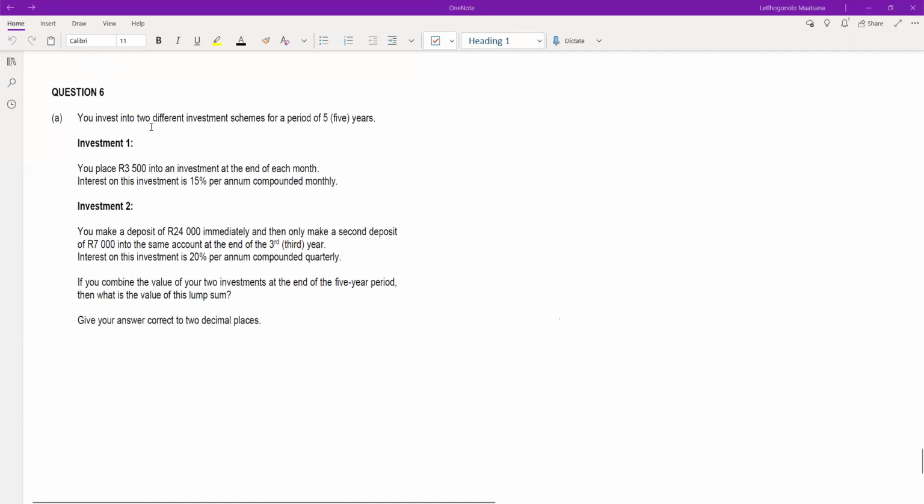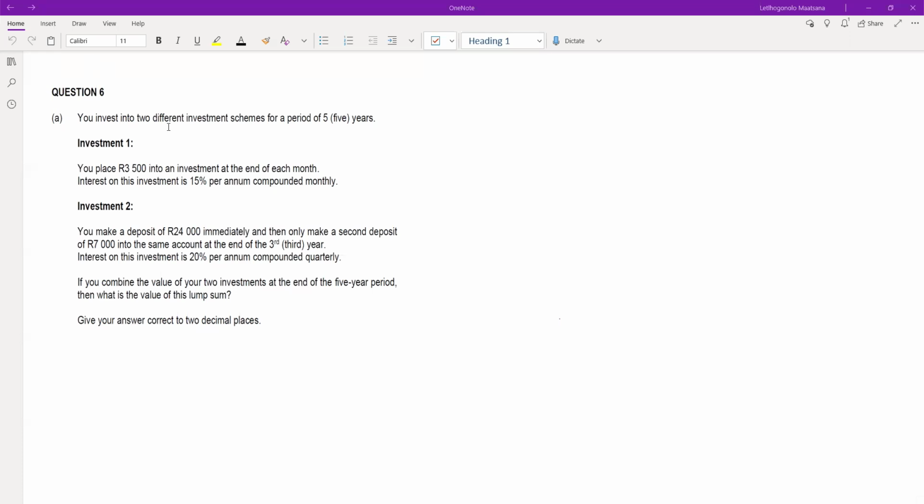Question 6 says you invest into 2 different schemes for a period of 5 years. Investment 1, you place 3,500 into an investment at the end of each month. Interest on this investment is 15% per annum, compounded monthly.